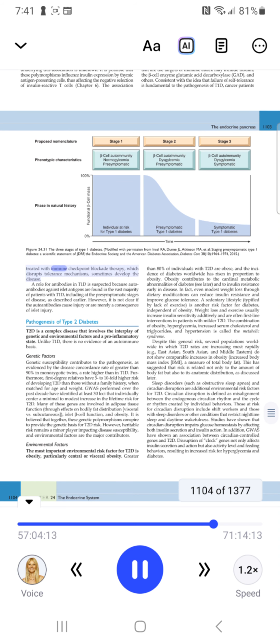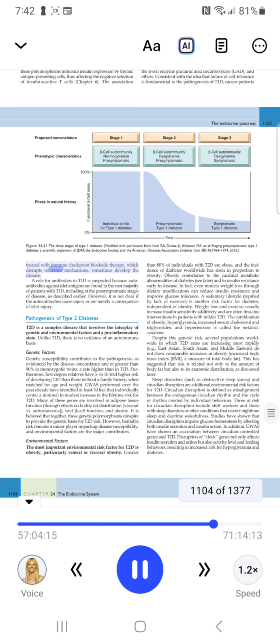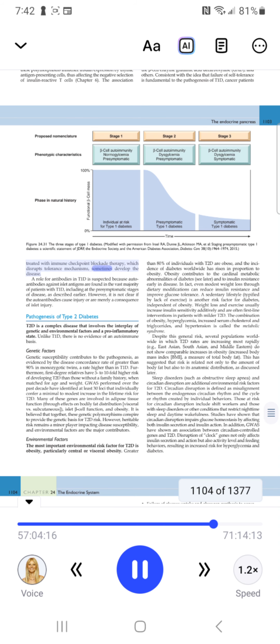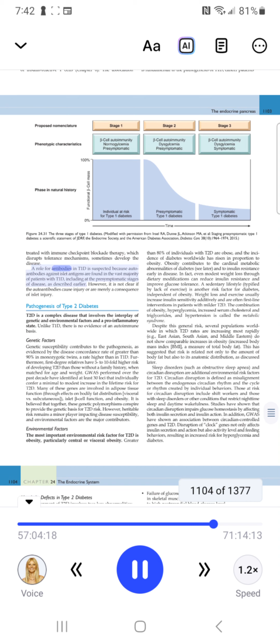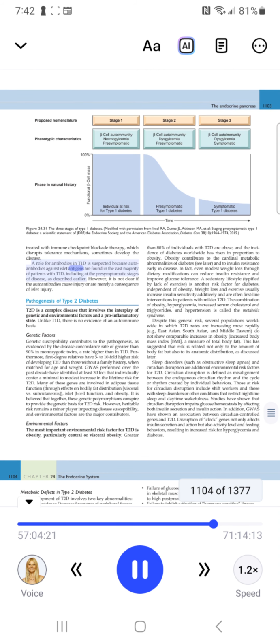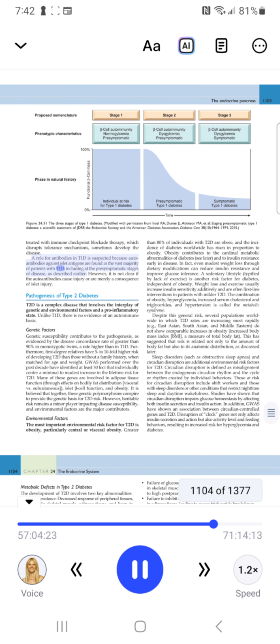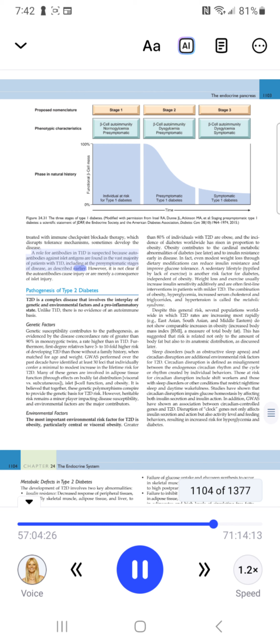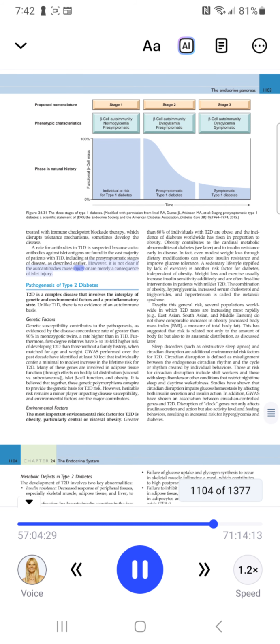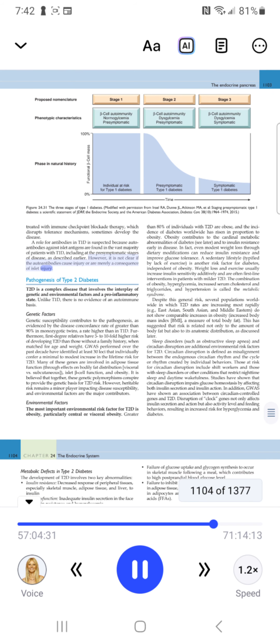Cancer patients treated with immune checkpoint blockade therapy, which disrupts tolerance mechanisms, sometimes develop the disease. A role for antibodies in T1D is suspected because autoantibodies against islet antigens are found in the vast majority of patients with T1D, including at the presymptomatic stages of disease, as described earlier. However, it is not clear if the autoantibodies cause injury or are merely a consequence of islet injury.